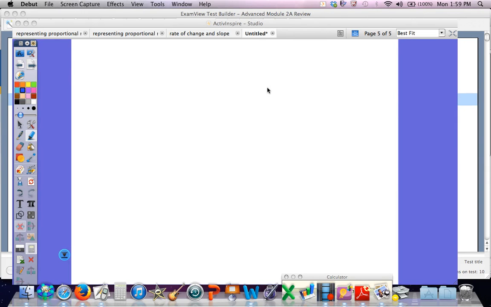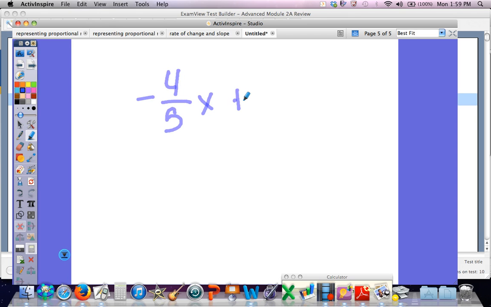Okay, so I wanted to go ahead and do this last problem, which involves clearing the fractions. Okay? And I want to go over how to do that. So the problem is negative 4/5 x plus 16/5 is less than 8.